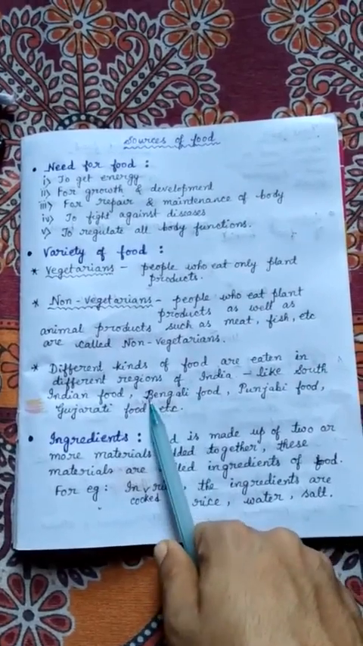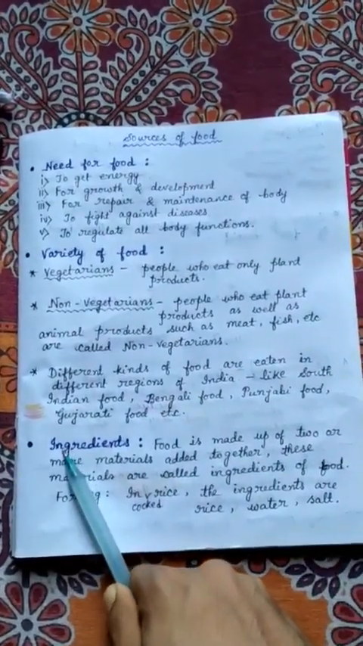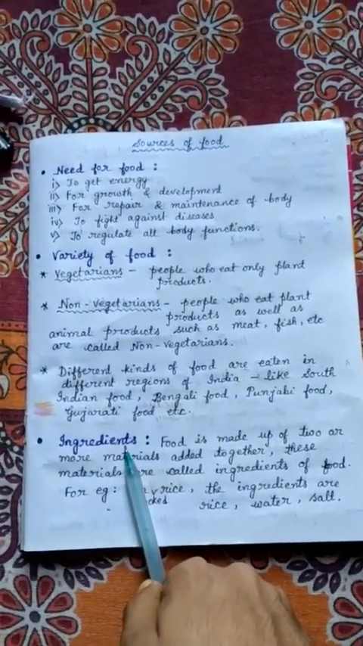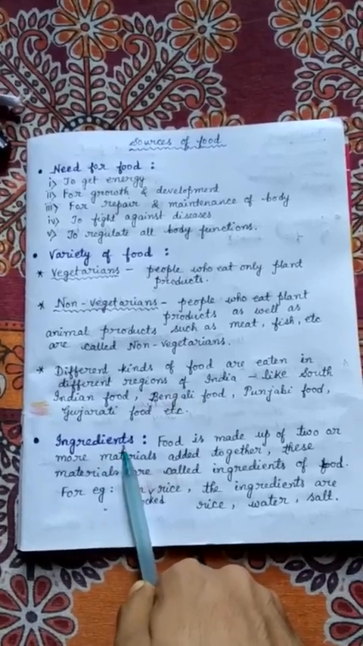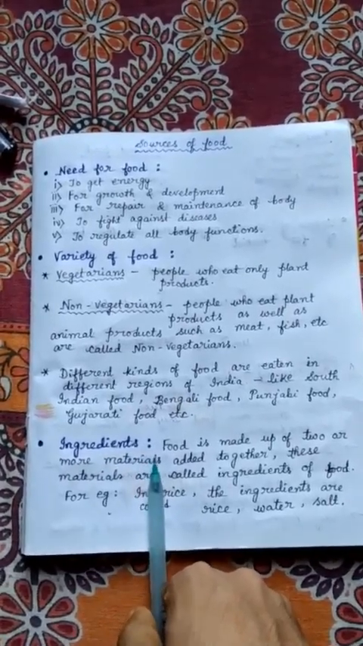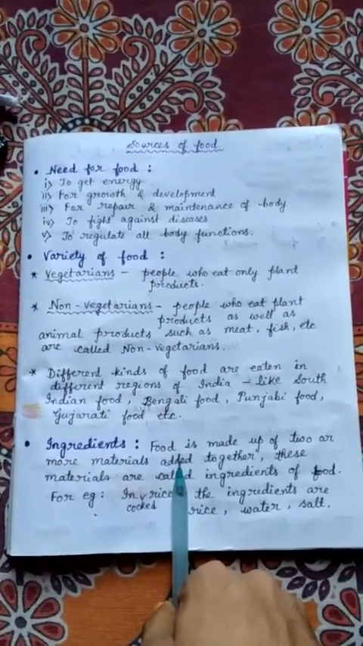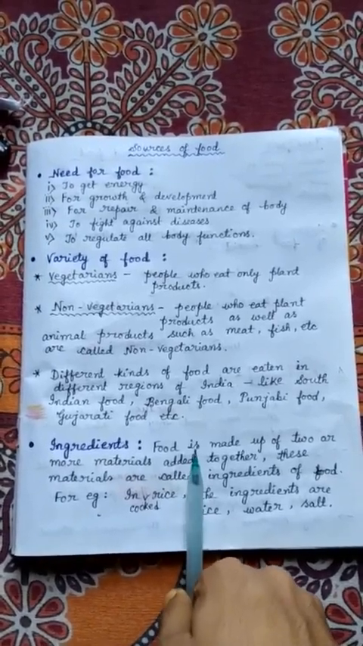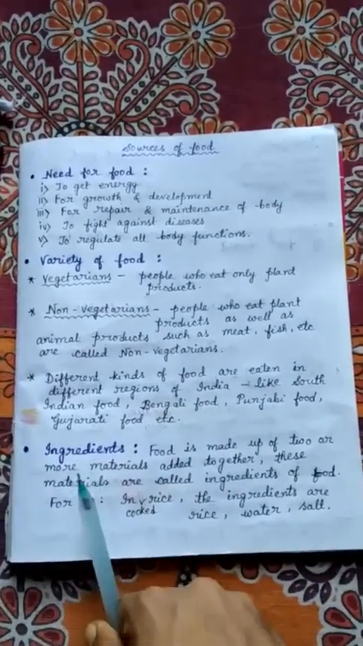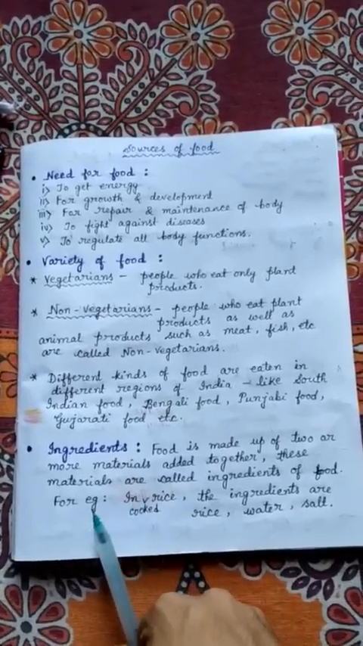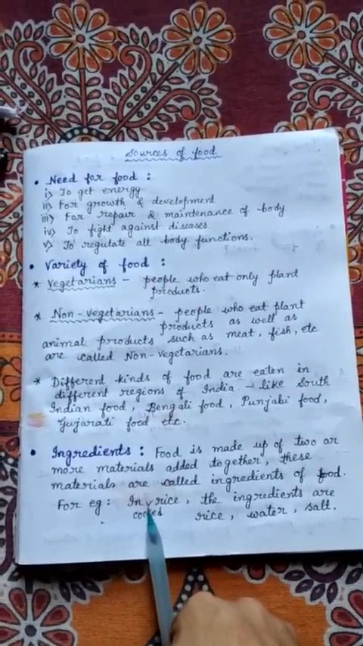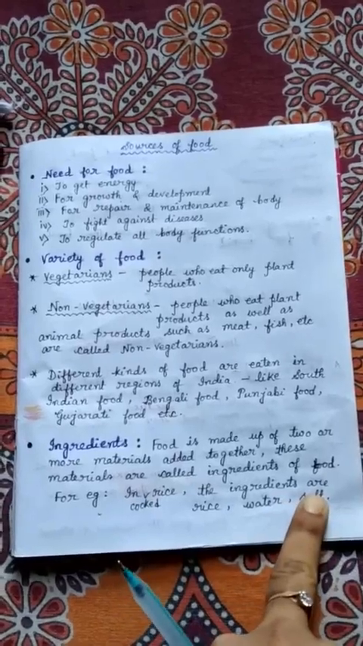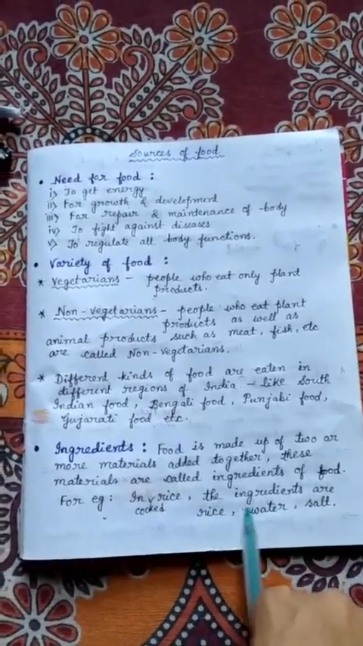So now we have to learn about ingredients. This is a very commonly known term, ingredients. Now what is ingredients? Ingredients means when we prepare a particular food, so many materials are added together, and the materials which are used to prepare this particular food are known as ingredients. I explain it through a very simple example. Suppose when we cook rice, the main ingredients are rice, water and a little bit of salt.